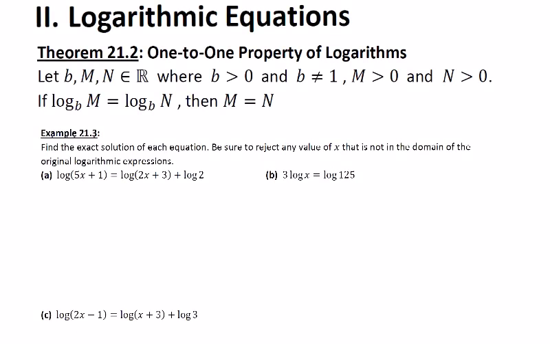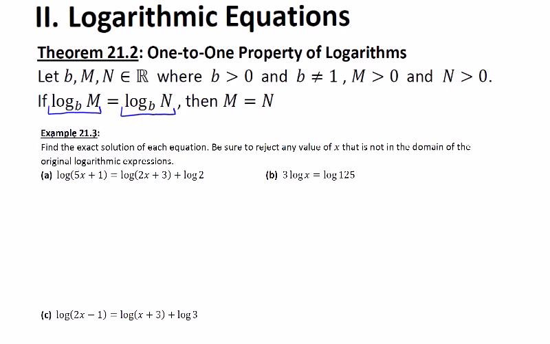In part 2 of section 21, we're going to look at logarithmic equations, and for the first examples here, we're going to be seeing the one-to-one property of logarithms. This is very similar to the one-to-one property of exponentials, and I'll start with the second line of theorem 21.2. It says if log base b of m is equal to log base b of n, so you have to have one log on the left side of the equation and one log on the right side of the equation, hence why we call this a one-to-one property, just like with exponentials.